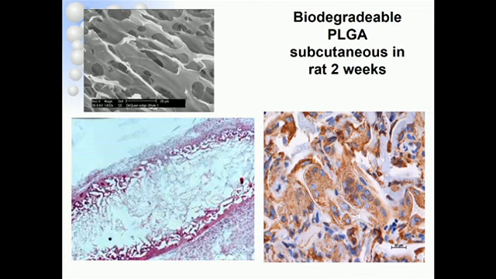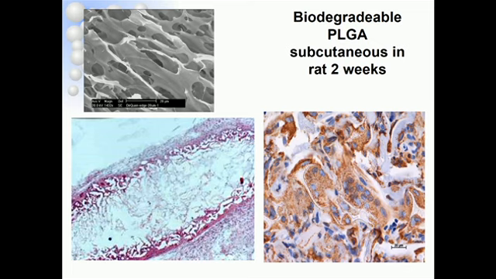Here's our scaffold structure, and here are two histology images after implantation in a rat for 2 weeks. This is the bare material, so no coating on the surface. And what we see is this big white area is the polymer with very few cells inside, and we're getting some capsule formation around the outside.